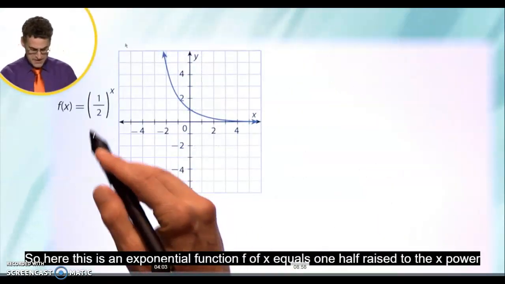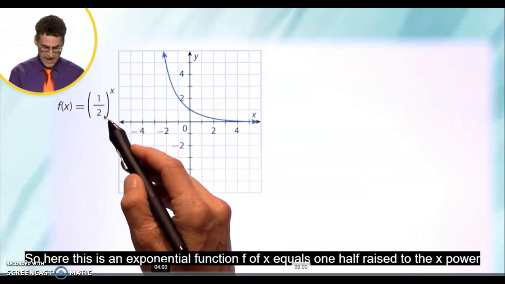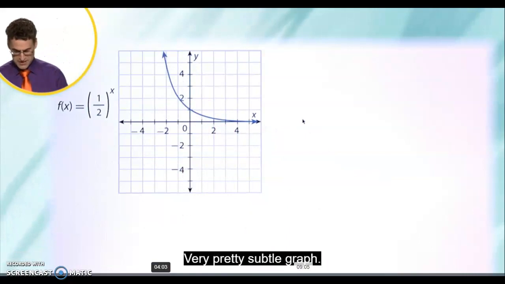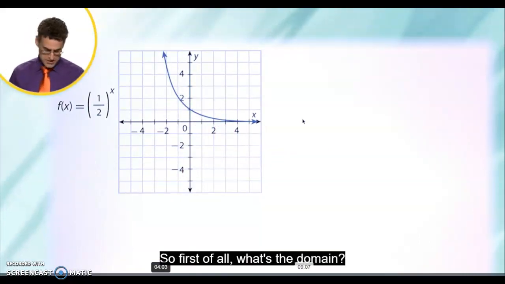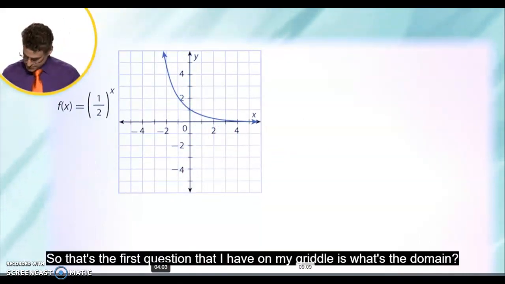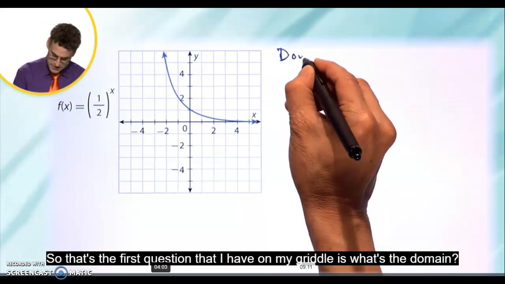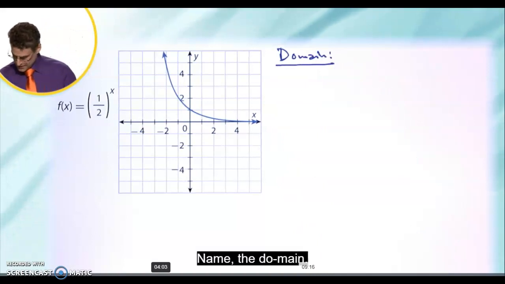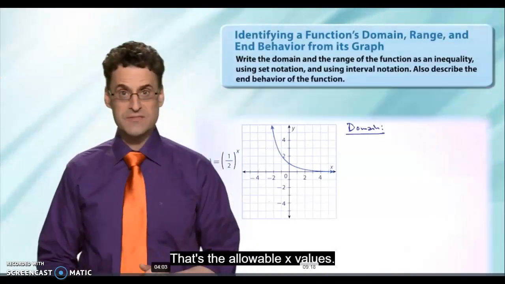So, here this is an exponential function, f of x equals 1/2 raised to the x power, and here's the graph. Very pretty subtle graph. So, first of all, what's the domain? That's the first question I have on my griddle, is what's the domain? Name the domain. Well, let's take a look. That's the allowable x values.